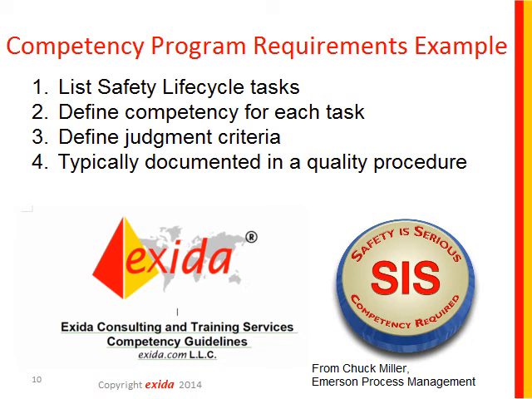We follow a program where we list all the different safety lifecycle tasks that we perform. In other words, we want different competency requirements for each task. We don't want everybody to have the same set of competency. That doesn't make sense to me because the tasks are different and they require different levels of skill and competency. Now, for each task we've defined, we define the competency. We write down what we expect each person doing this task to know.